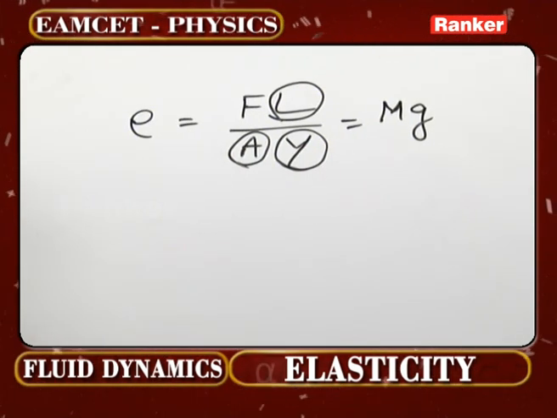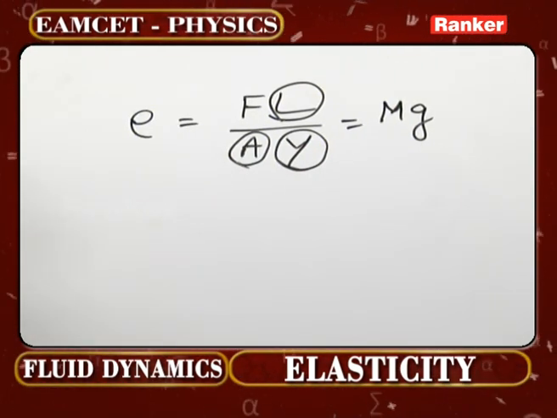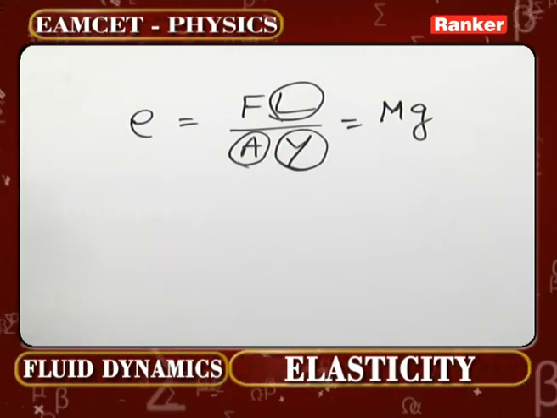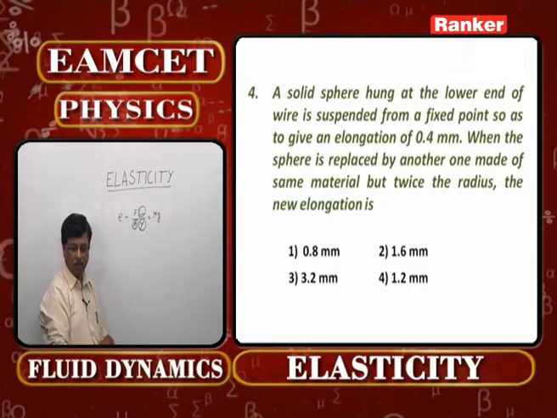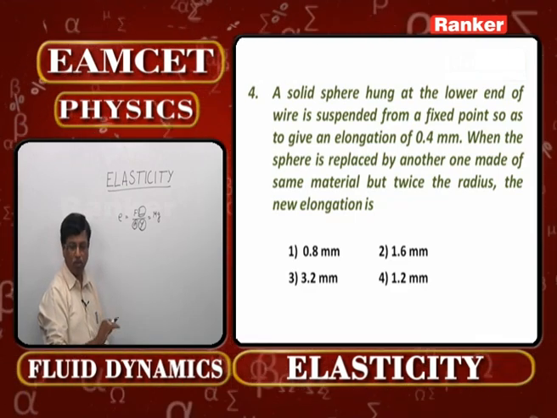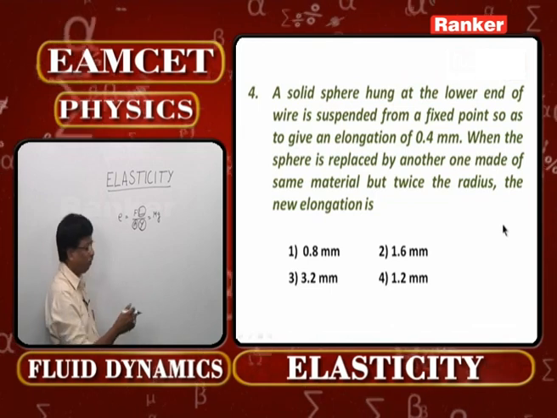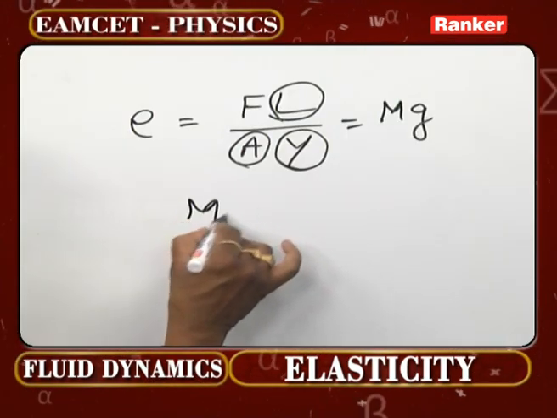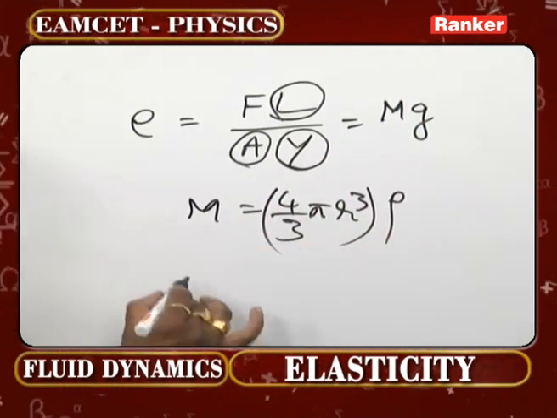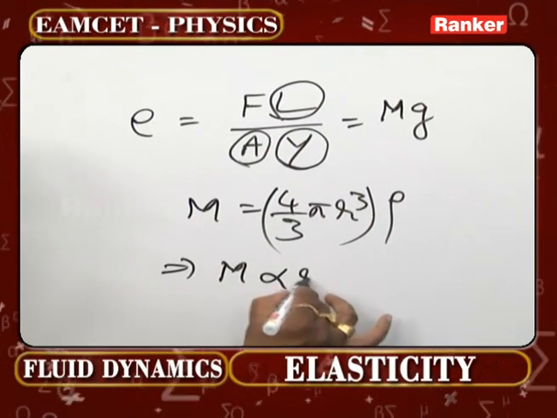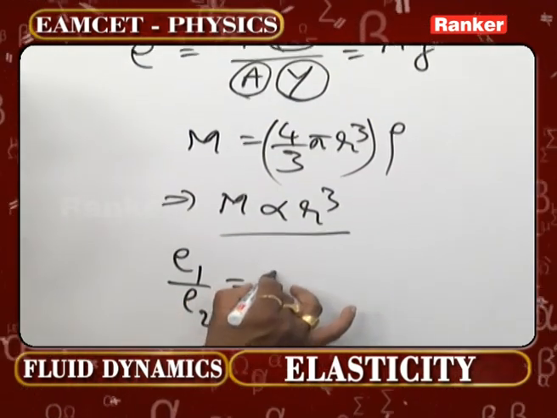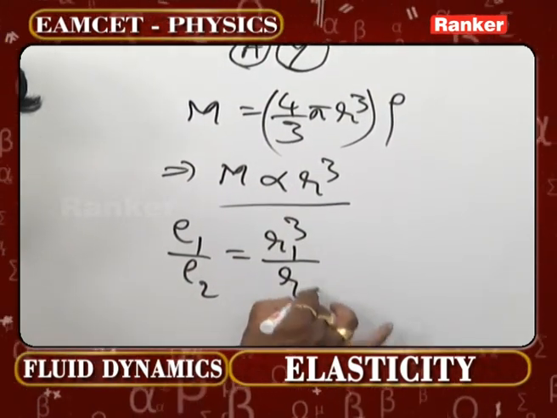Elongation when the sphere is replaced by another one made of same material but twice the radius, that is the concept, right? If you look at the first part of it, solid sphere hung at the lower end of the wire is suspended from a fixed point so as to give an elongation of 0.4 millimeter. That is the concept. Now look carefully. You can write mass is equal to 4 by 3 pi r cube into the density rho. So what can you write from this one? Mass is proportional to r cube. Then what you can write now? E1 by E2 is equal to r1 cube by r2 cube.